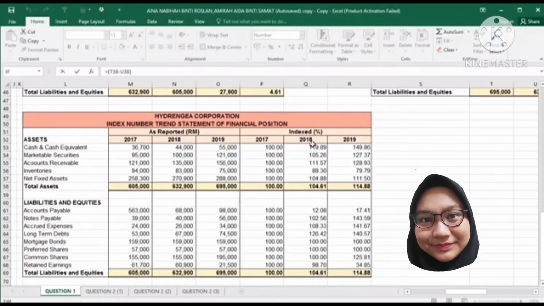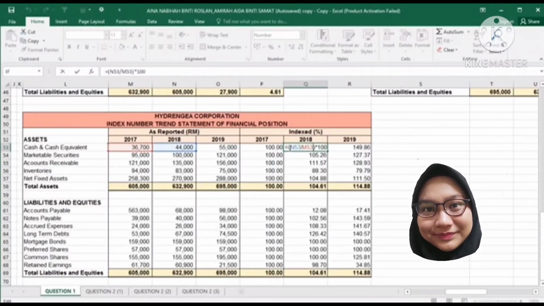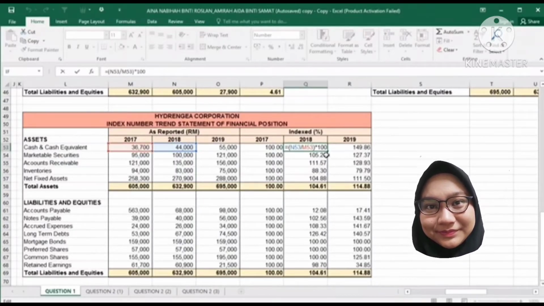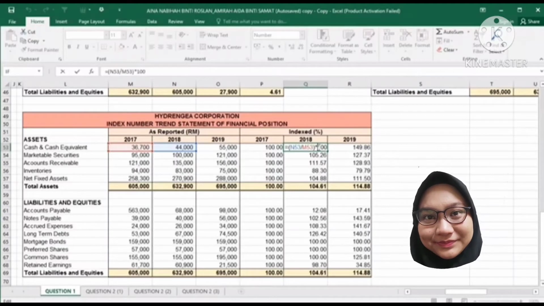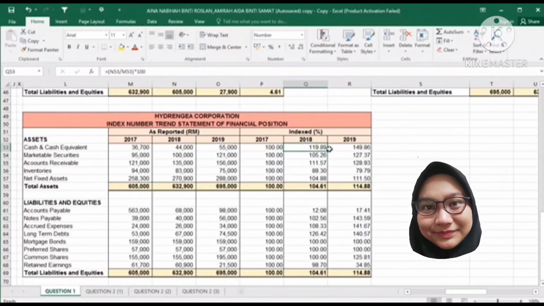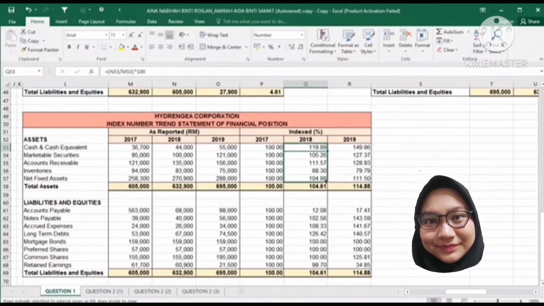We will calculate for 2018. How we calculate is equal in bracket amount in 2018 over the amount in 2017 as the base year, multiply with 100 to get the percent. Enter, we get all the answers by dragging down the cell.